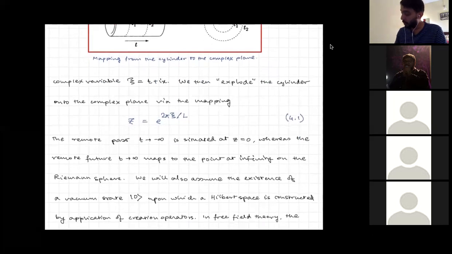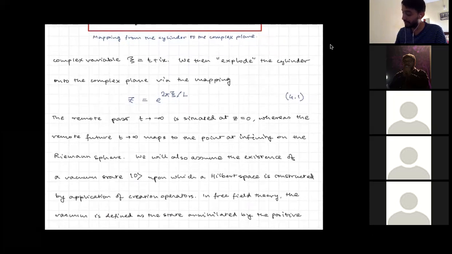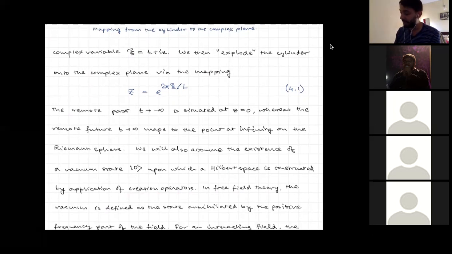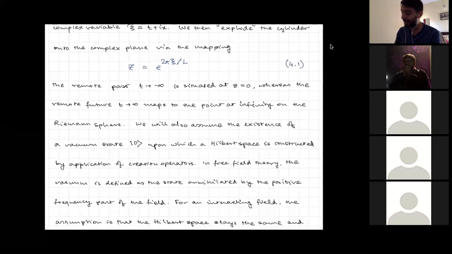Okay, so now what we'll do is assume the existence of a vacuum state |0>, upon which a Hilbert space is going to be built, and this is going to be built by applying analogs of what we'll call the creation operators. As you know well, in free field theory, the vacuum is defined as a state that is annihilated by the positive frequency parts of the field.